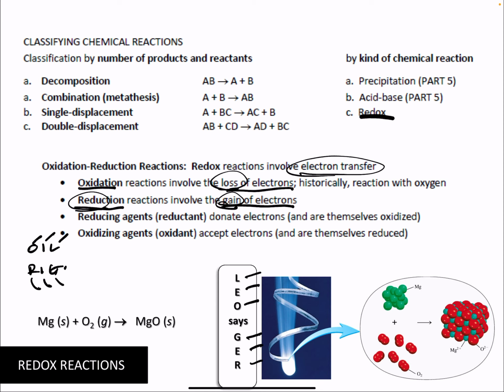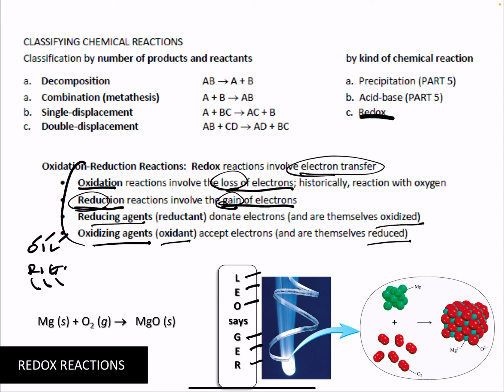A definition we need to know is that reducing agents donate electrons, right? They are oxidized. They donate the electrons to the other guy and are oxidized. Oxidizing agents do the opposite, also called oxidants. They accept the electrons and are reduced. So know these definitions. And we're going to practice doing this next.